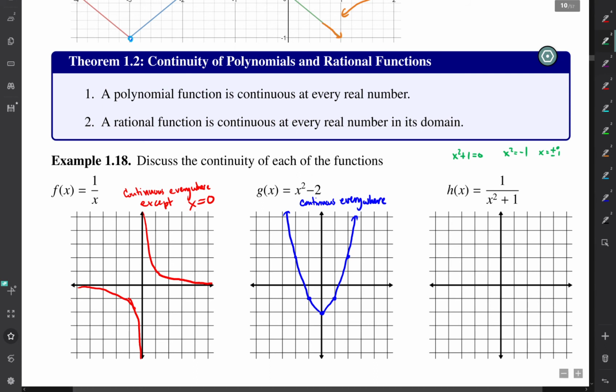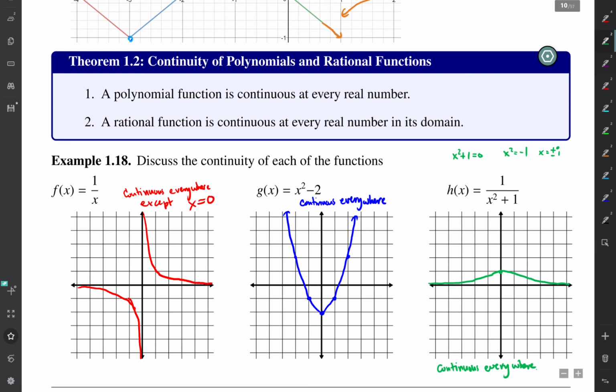And so if I graph this, it actually looks something like this. So here's a rational function that's also continuous everywhere. So to summarize, if you have a polynomial, it's definitely going to be continuous everywhere. If you have a rational function, it's going to be continuous everywhere except for where the denominator is equal to 0.